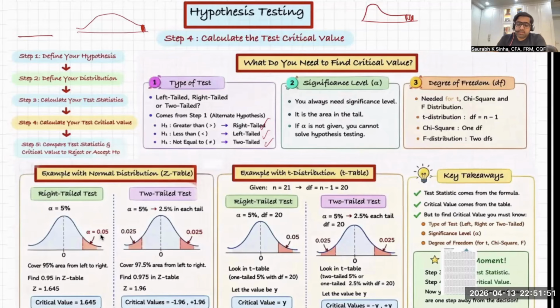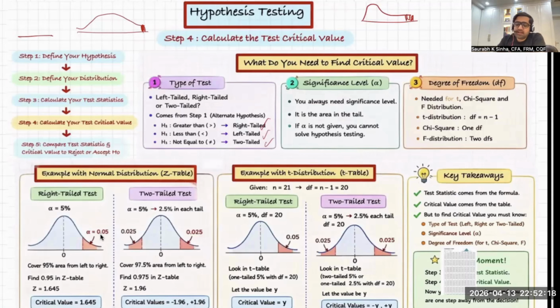Now, assume that in step 2, you have chosen normal distribution. Then how will you find the critical value? Let's start with a right tail test. Suppose in step 1, you define that it is going to be a right tail test. Step 1 has been defined for the critical value: it is a right tail test.